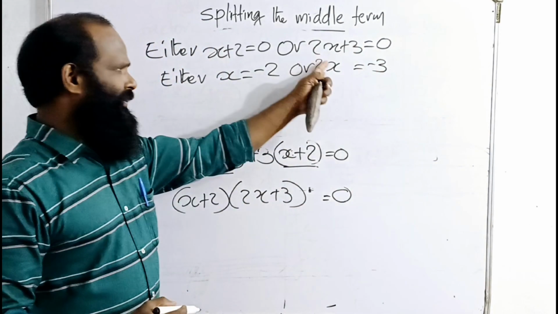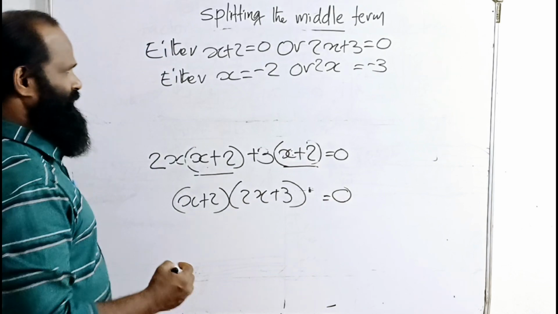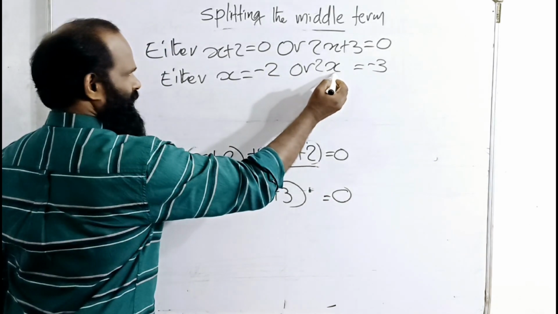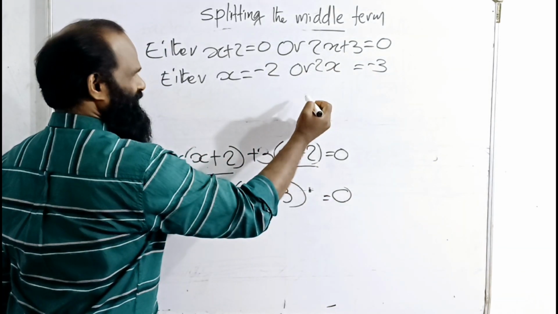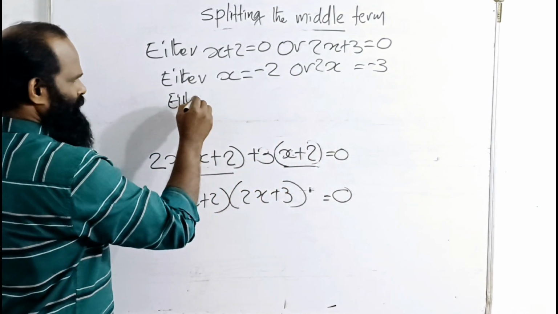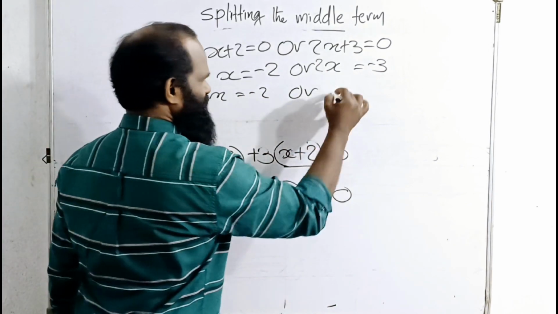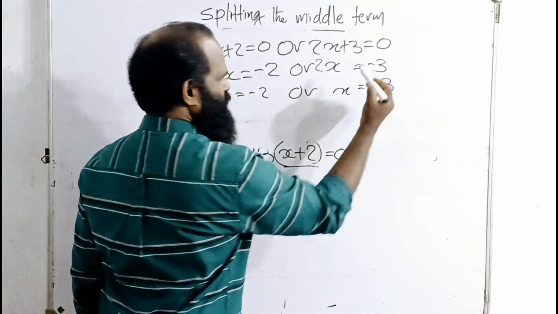But gradually let us go step by step. Again, there is a number with x, 2x. Let us avoid 2x in the next step. Either x is equal to -2 or x is equal to -3.